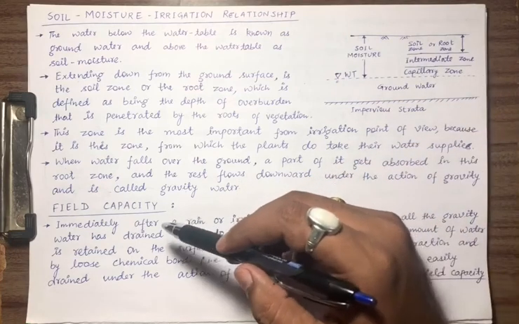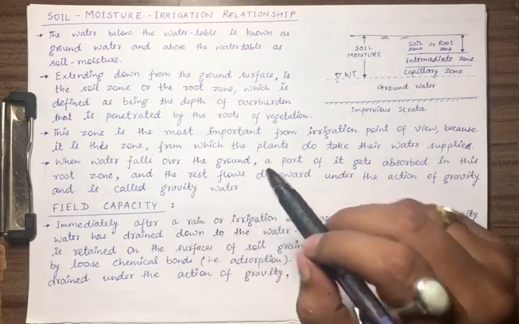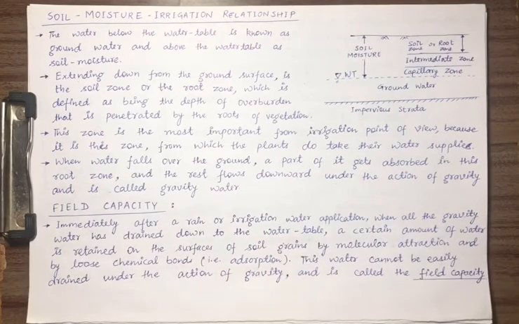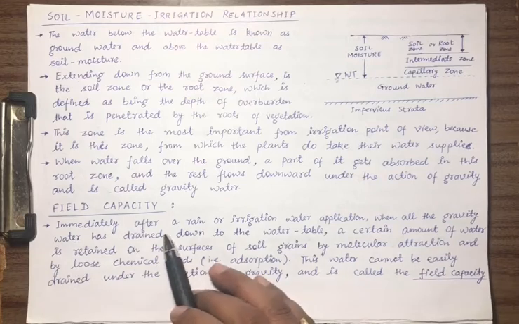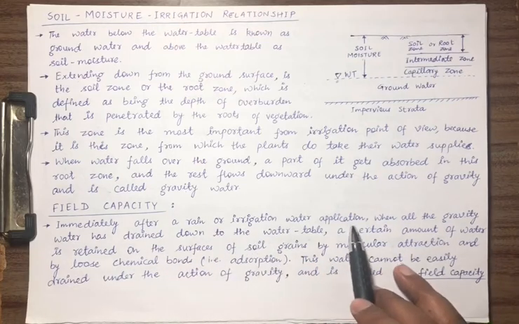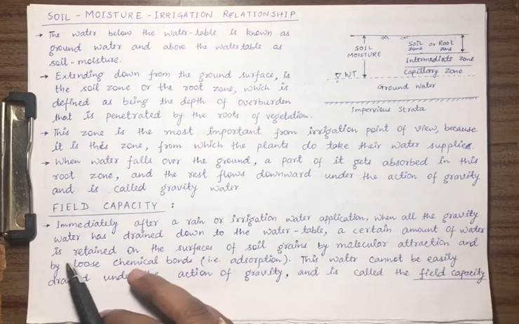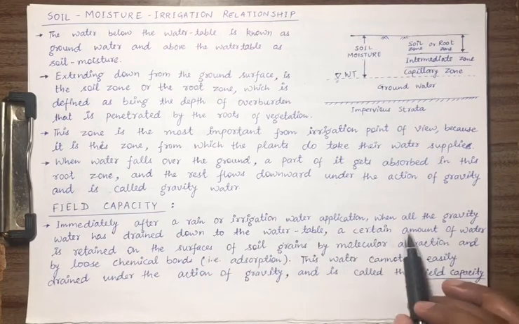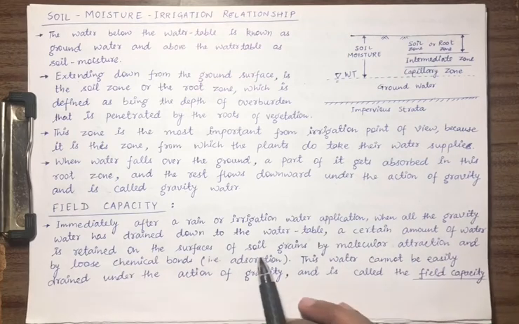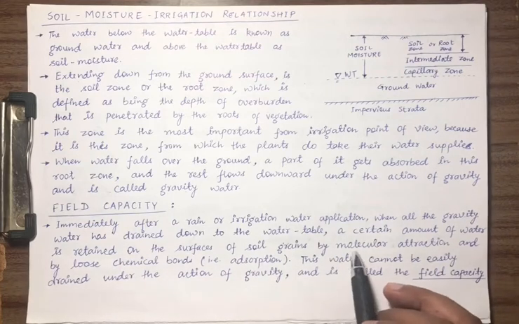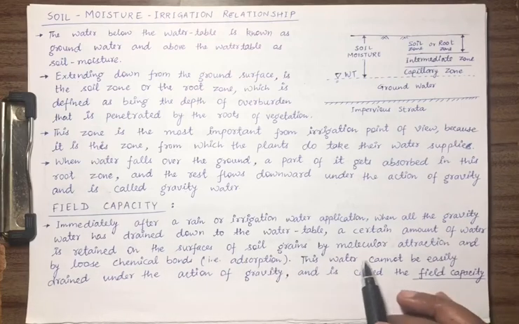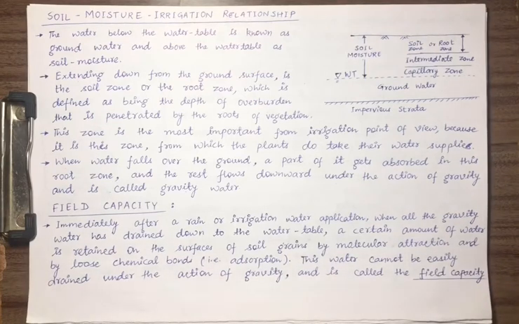So let us understand one of the most important concepts relating to irrigation: field capacity. Immediately after a rain or irrigation water application, when all the gravity water has drained down to the water table, a certain amount of water is retained on the surface of soil grains by molecular attraction and by loose chemical bonds. This water cannot be easily drained under the action of gravity and is called the field capacity.